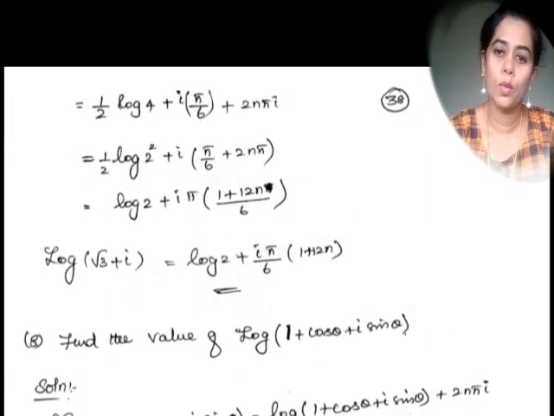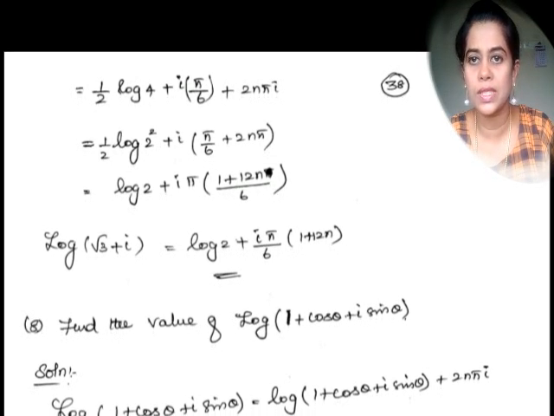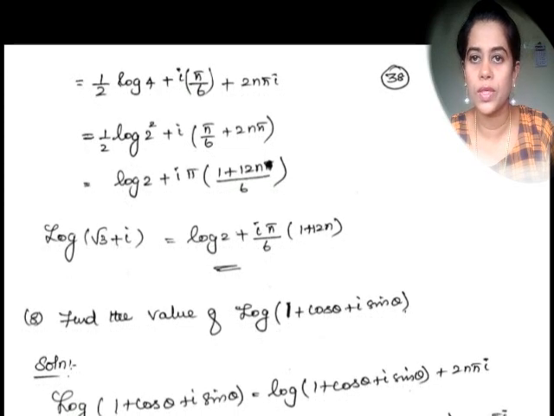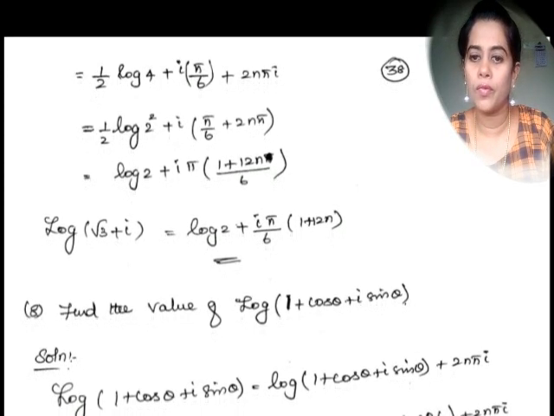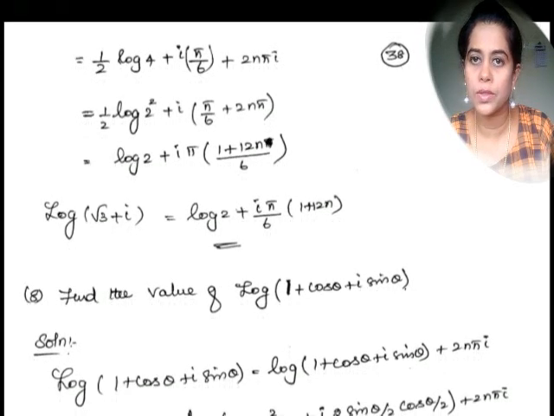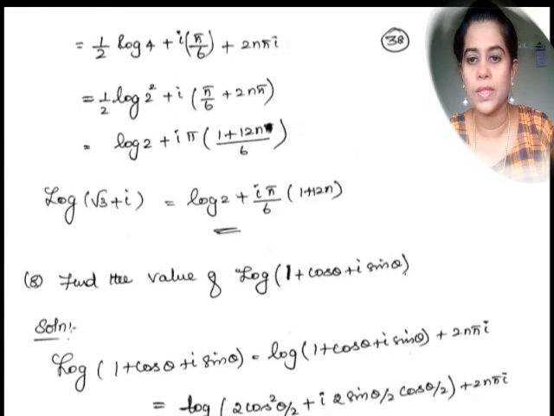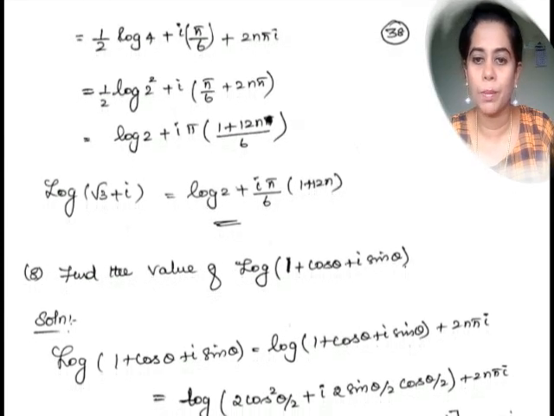Simplifying, we are getting 1/2 log 4. How do you get log 4? Because (√3)² is 3 and 1 squared is 1, so therefore it is 4. Then 1/2 log 4 plus i π/6. Why is it iπ/6? There we have 1 by √3, and tan inverse of 1 by √3 is π/6. Plus 2nπi.